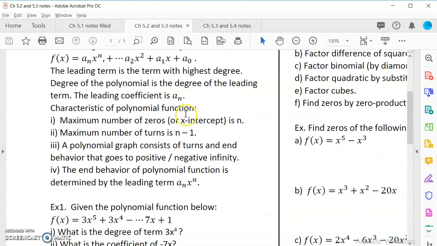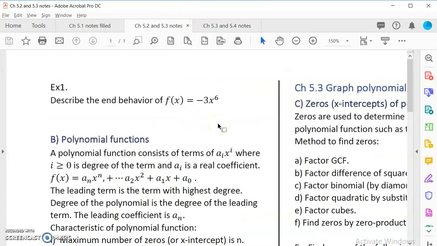So something more about function. Example 1: if I have a power function of -3x to the 6, what do you think? How can you describe the end behavior?